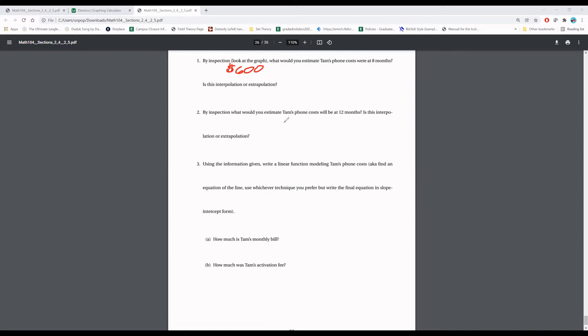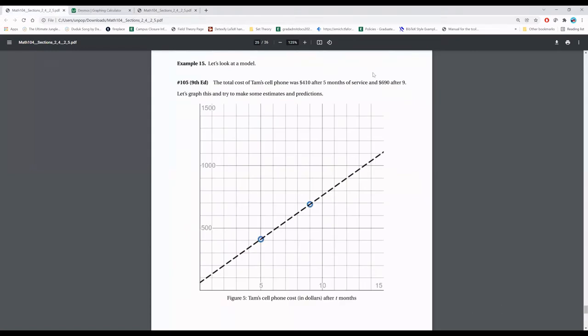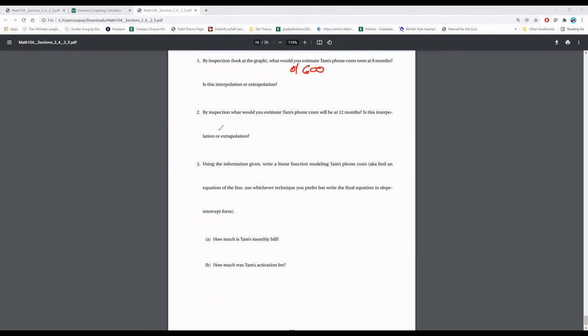Would that be an example of interpolation or extrapolation? Well, looking back, our known data points are here at 9 and here at 5. Well, 8 falls in between. 8 months is in between those two things, so in between is interpolation. So $600 and it's interpolation. Happens in between.